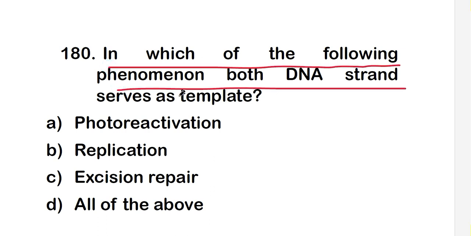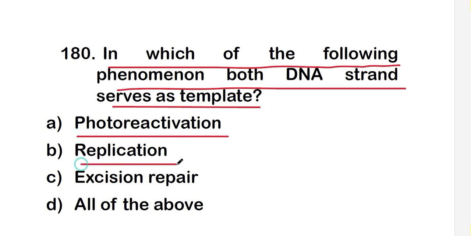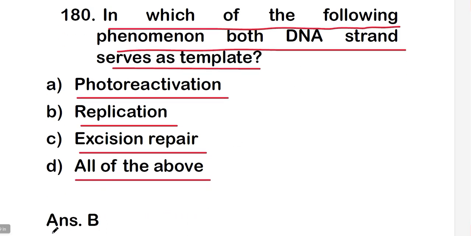In which of the following phenomenon both DNA strands serve as template? And options are: option A photoreactivation, option B replication, option C excision repair, option D all of the above. And the right one is option B, that is replication. So in replication process both DNA strands serve as template. Okay, so these are all 20 questions of this part 8 video on biotechnology.